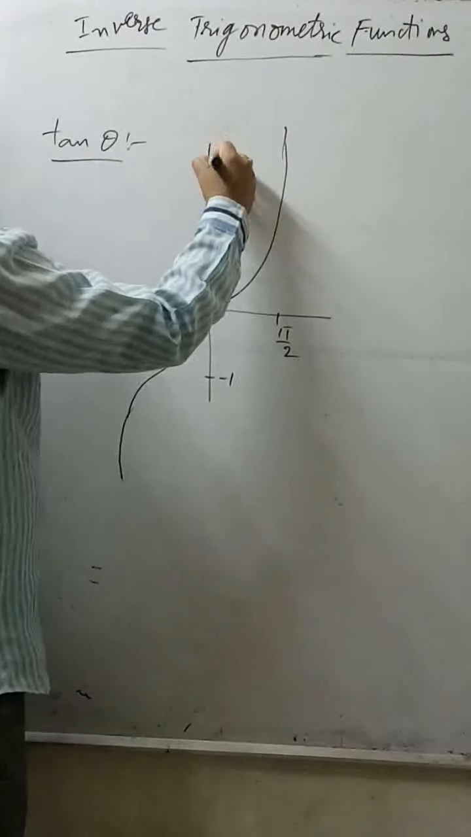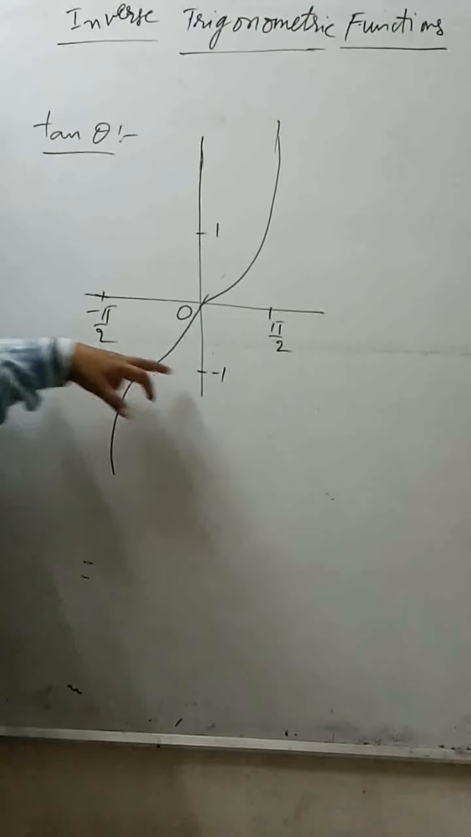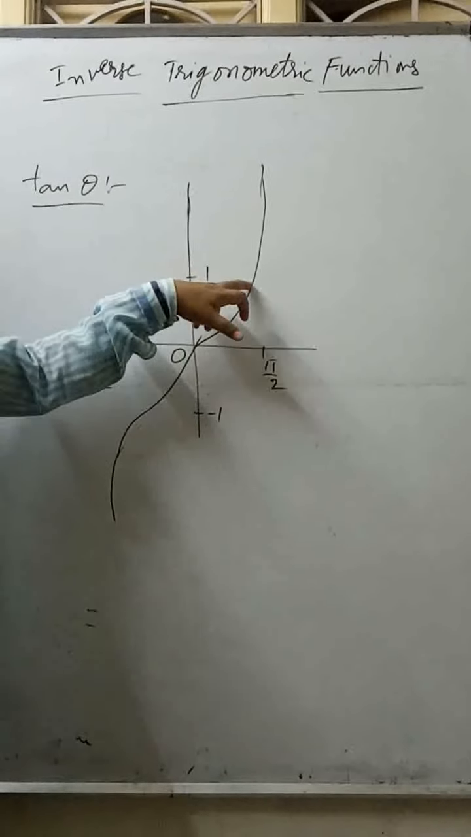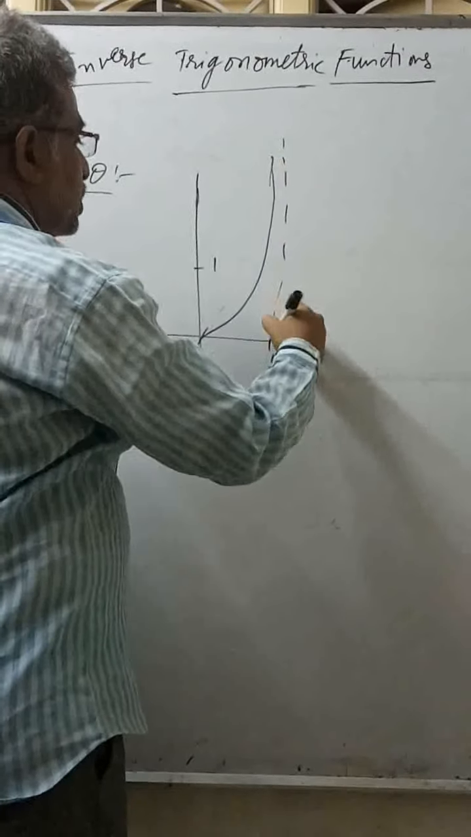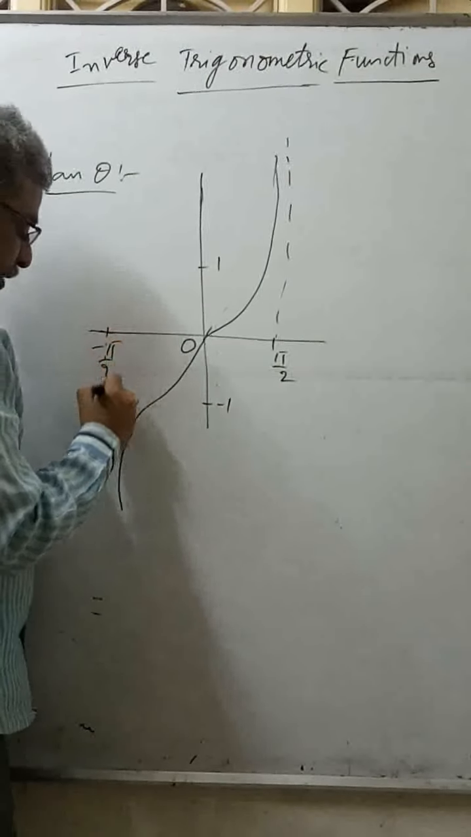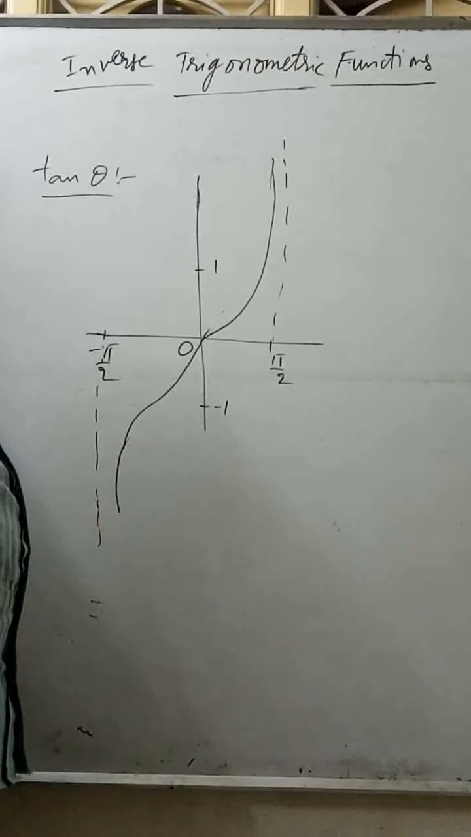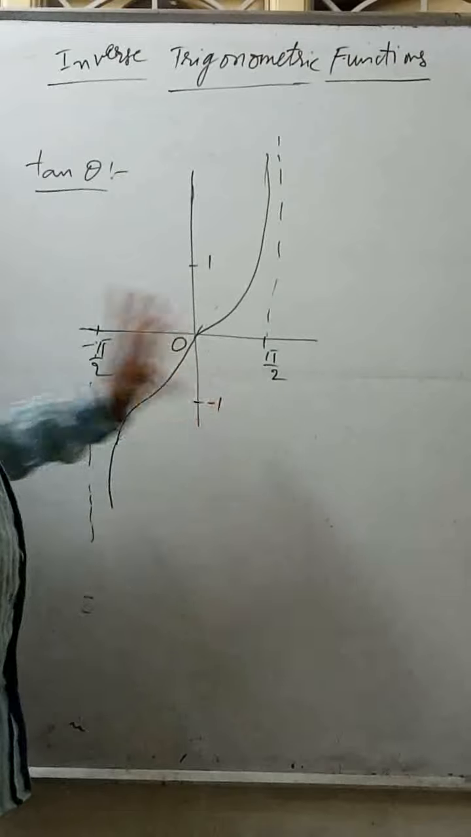This is the tan theta graph. We know that tan 0 is 0, tan pi by 4 is 1, tan minus pi by 4 is minus 1, and tan pi by 2 is infinity. It is approaching infinity at pi by 2. So this is the graph of tan theta. Now in between minus pi by 2 to pi by 2.